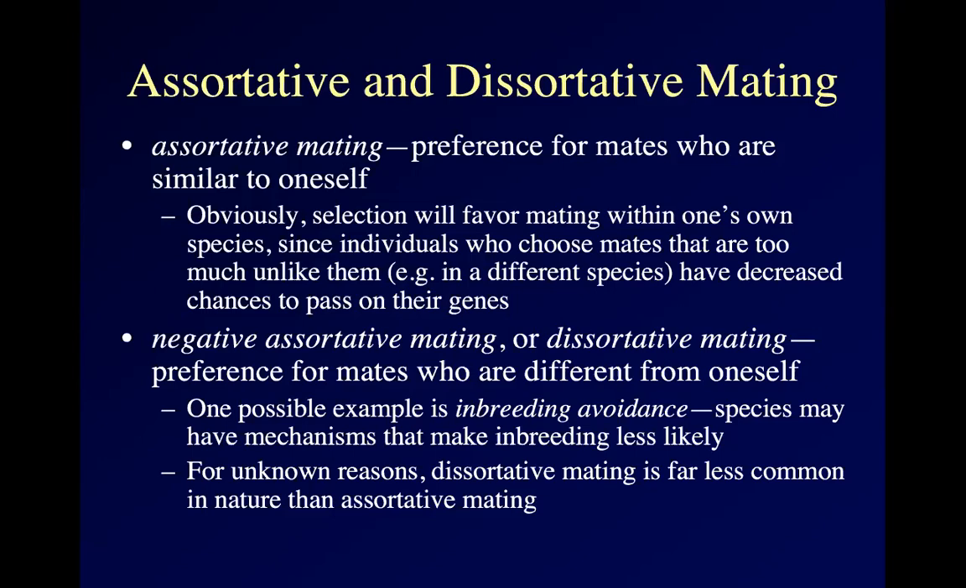On the other hand, dissortative mating is actually less common for some reason, but one reason why it might be favored would be inbreeding avoidance. If you mate with an individual that is too much like yourself, it might be your sister, or brother, or whatever the case might be.